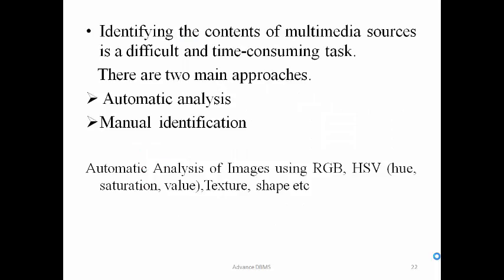And for automatic analysis of images, we use techniques like the RGB technique or the HSV technique. RGB means red, green, blue. HSV means hue, saturation, value. Such types of analysis are used in the automatic analysis of the spatial databases.